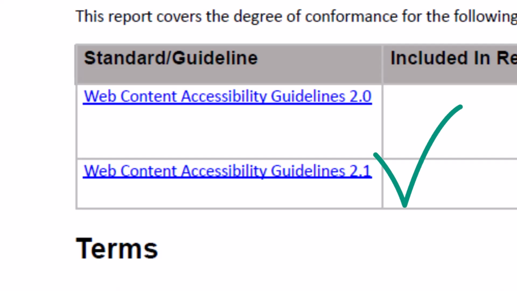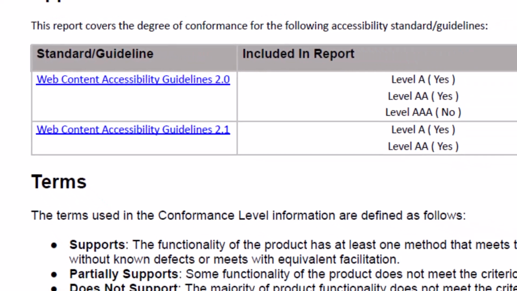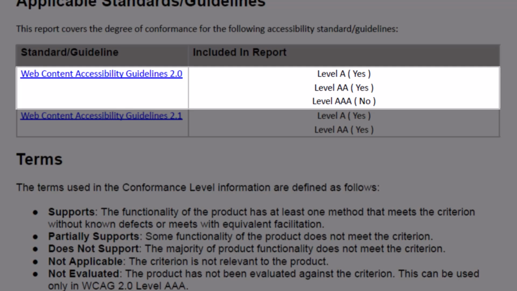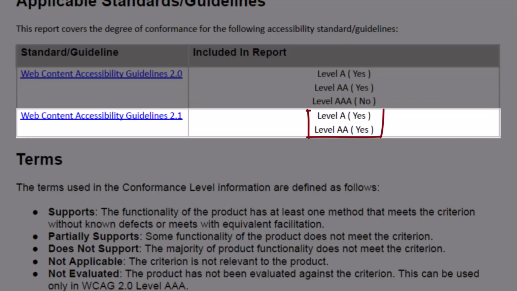WCAG 2.1 is listed, so now look at the second column in the table titled Included in Report. The WCAG 2.0 row says yes next to Level A and Level AA, which is needed. It says no next to Level AAA, which is okay. The WCAG 2.1 row says yes next to Level A and AA, which are also needed.